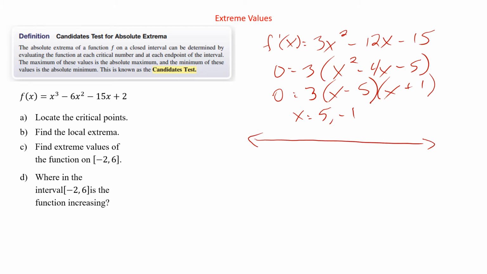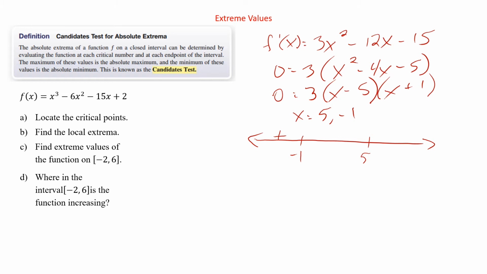A sign table, as we've done before when we were looking at whether the velocity was increasing or decreasing, it's the same basic idea here. So we're going to plug in some values. We can plug in a number less than -1, say like -3. We're going to have -3 minus 5, which is a negative number, and -3 plus 1, which is a negative number. A negative times a negative is a positive. So we'll have a positive slope.